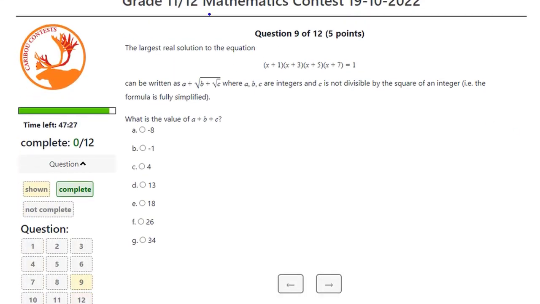Question 9. For this problem, question 9, it says the largest real solution to the equation (x plus 1)(x plus 3)(x plus 5)(x plus 7) equals 1 can be written as a plus square root of b plus square root of c, where a, b, c are integers and c is not divisible by the square of an integer. For example, the formula is fully simplified. What is the value of a plus b plus c?